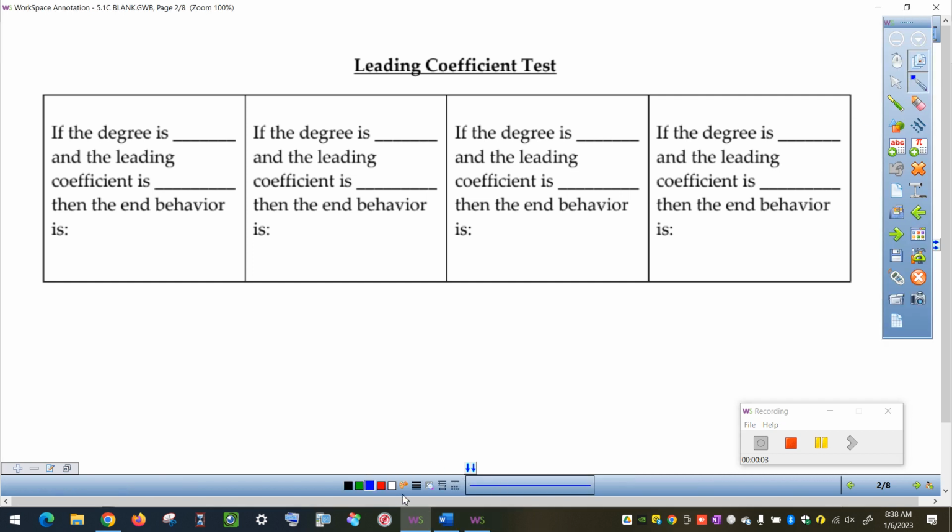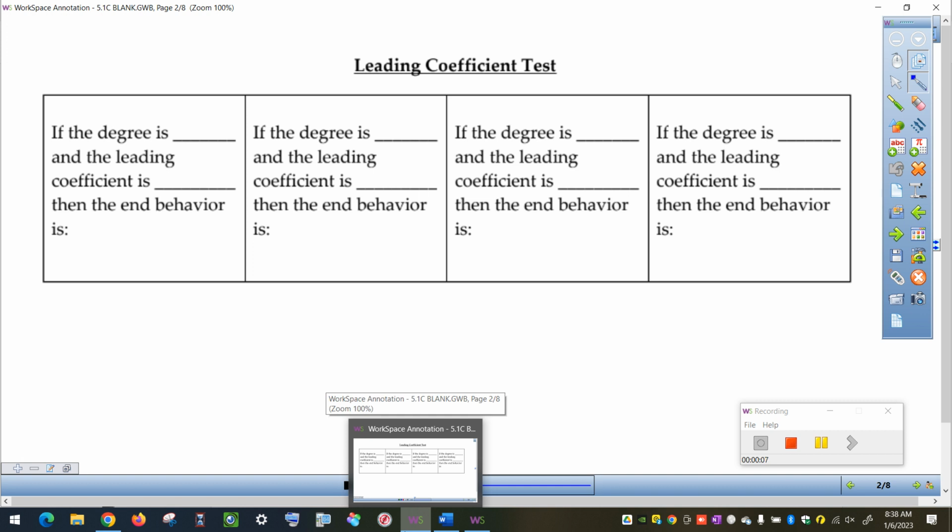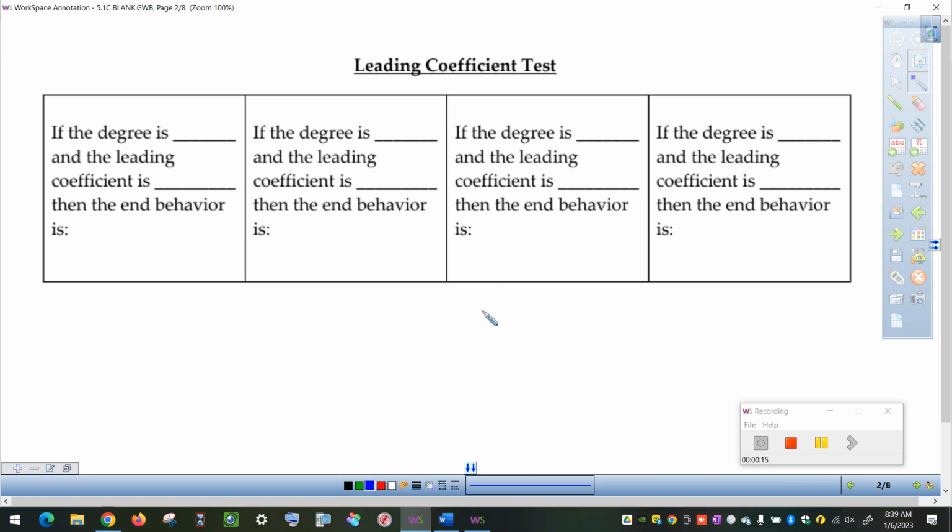All right. So the leading coefficient test. This is the formal name that we give to the observations that we noticed yesterday throughout the activity. And it has to do with finding the degree and the leading coefficient of a polynomial. From just those two pieces of information, we should be able to determine what end behavior the polynomial graph will have.